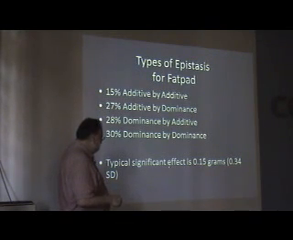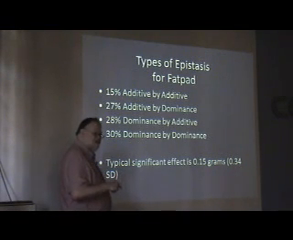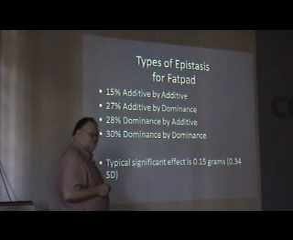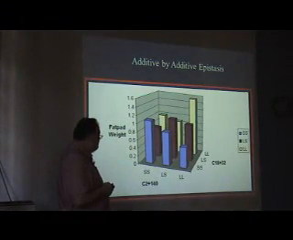The typical significant effect is 0.15 grams. This is 0.34 standard deviation units. These are the same level of values that we saw for the main effects. So these are many small effects again. All kinds of epistasis are shown.